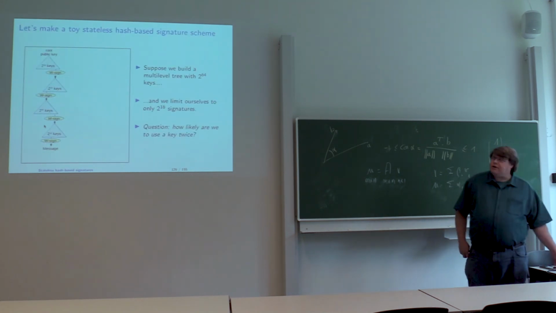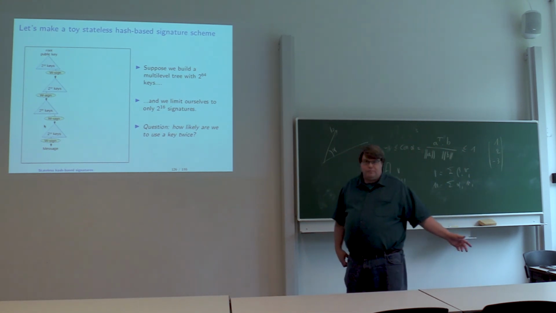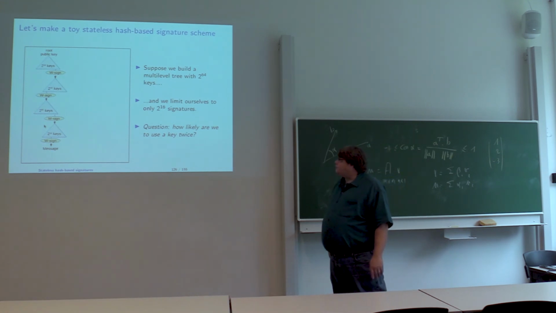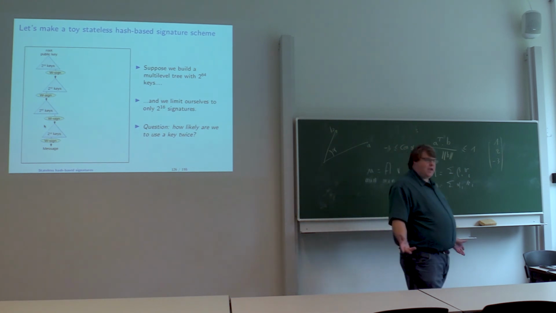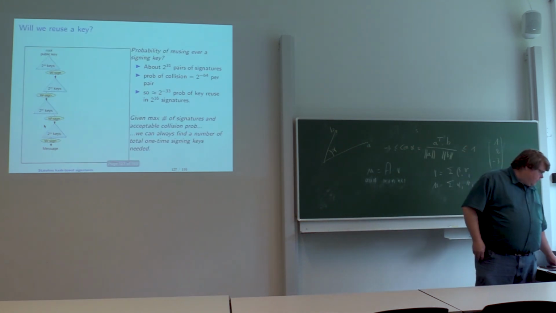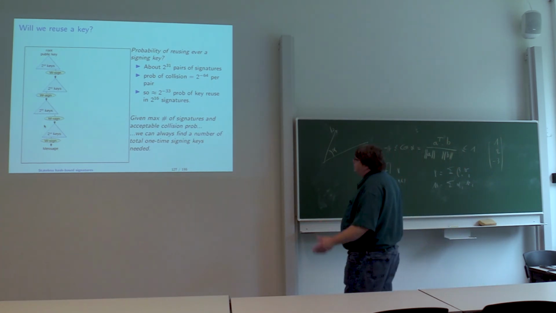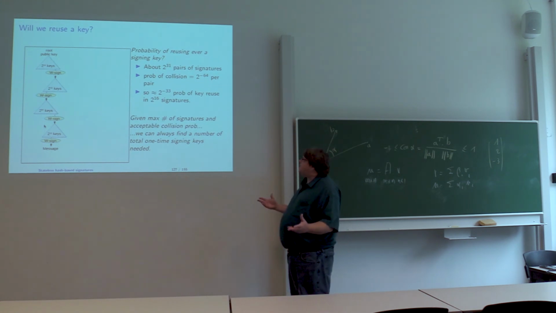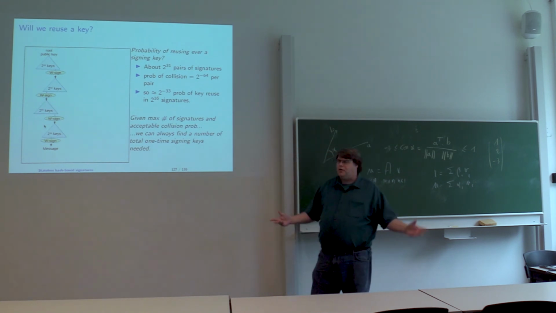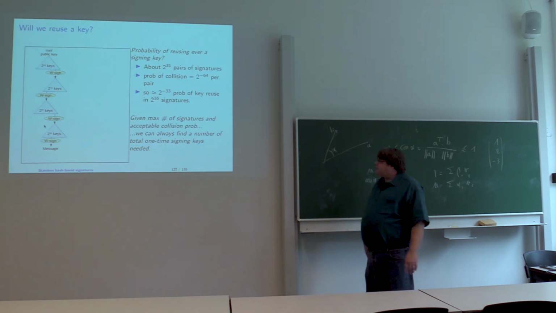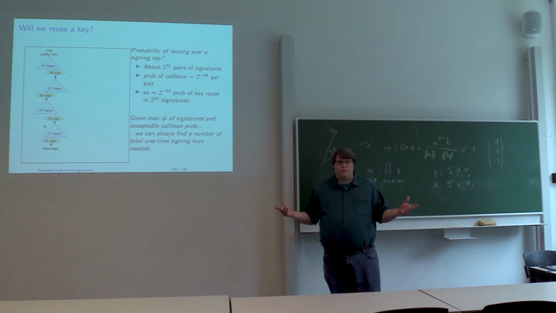So let's build a toy scheme. Let's imagine we build a multi-level tree with 2 to the 64 keys. We're going to limit ourselves to only 2 to the 16 signatures. So what's our probability of reusing a key in that case? Well, this is a calculation that as cryptographers we do a lot. It's just a collision, a birthday paradox thing. So roughly it's going to be about 2 to the minus 33 probability. That's actually the expected number of collisions, but that's pretty close to the probability in this case. So it's about 2 to the minus 33 probability, about 1 in 8 billion that we're going to reuse a key.